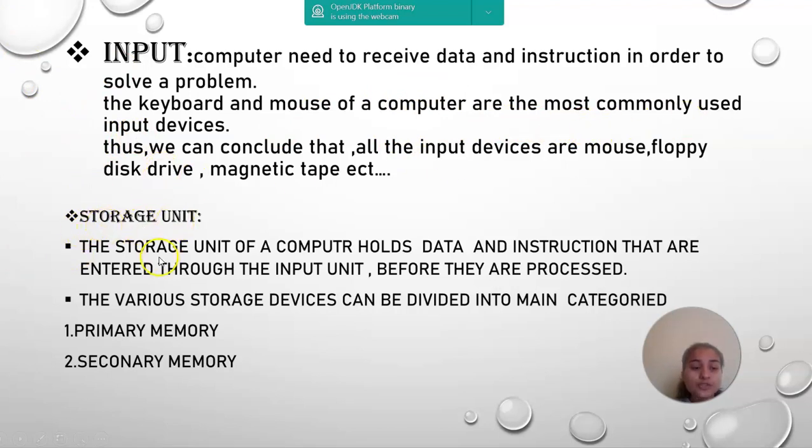Next, storage unit. Storage unit of a computer holds data and instruction that are entered through the input unit before they are processed. It means firstly, in input unit we receive the data and instruction in order to solve problems. This data and instruction will move to the next, storage unit. In storage unit, it holds the data and instruction before they are processed. After that they go to process. Next, in storage unit there are two types: primary memory and secondary memory.